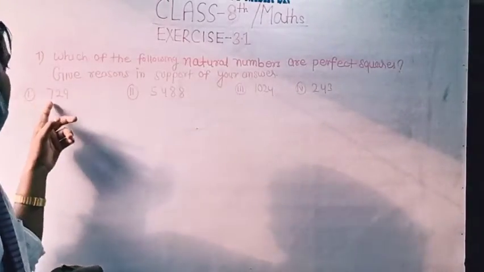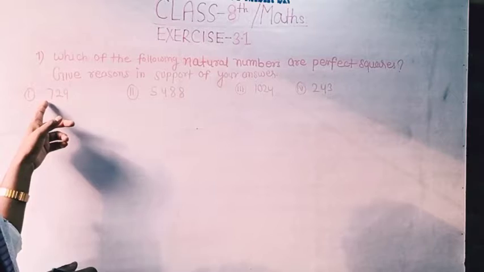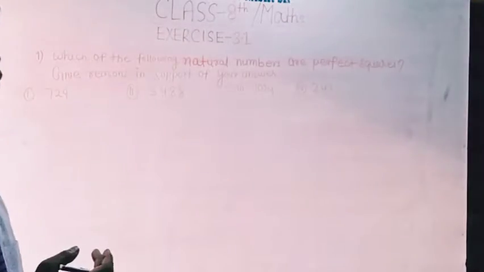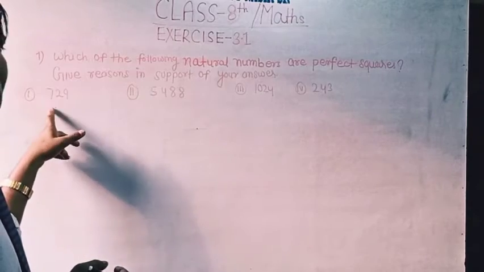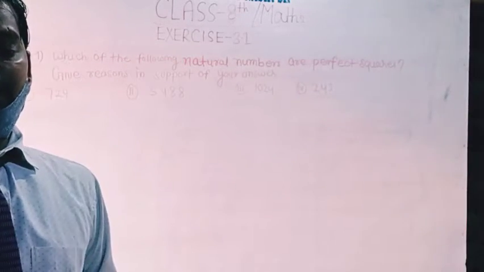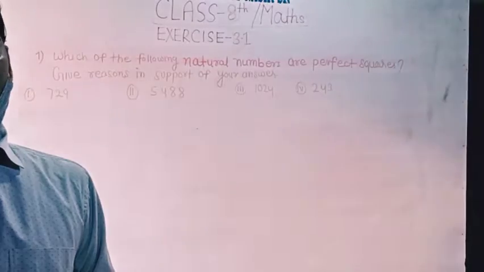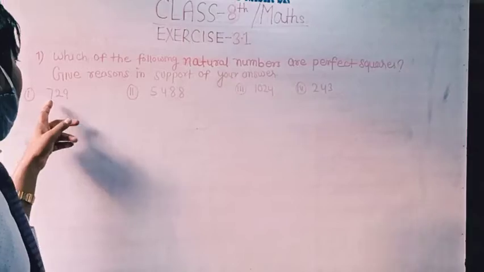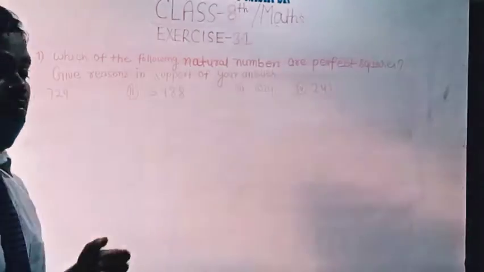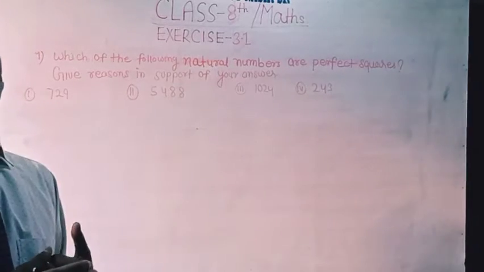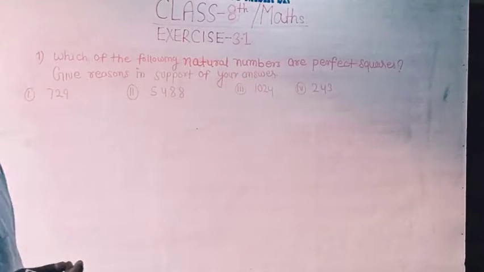We are given four parts. The first part is 729, and we have to check whether 729 is a perfect square or not. So the given number is 729. First, we have to find its prime factors.